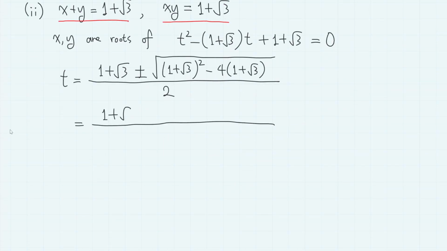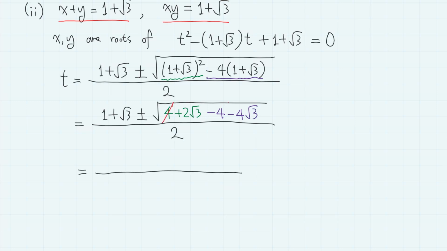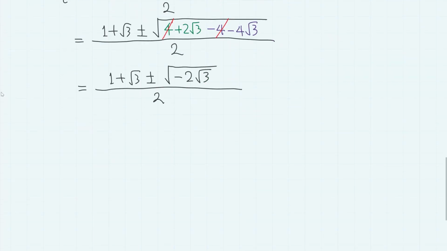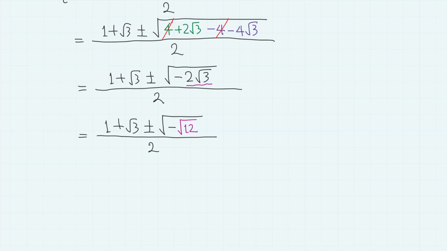So we have 1 plus square root of 3 plus minus square root of, this part gives 4 plus 2 square root of 3, and this part gives minus 4 square root of 3. So we have 1 plus square root of 3 plus minus square root of minus 2 square root of 3, divided by 2. And this 2 square root of 3 is equal to square root of 12. So we have negative square root of 12 here.